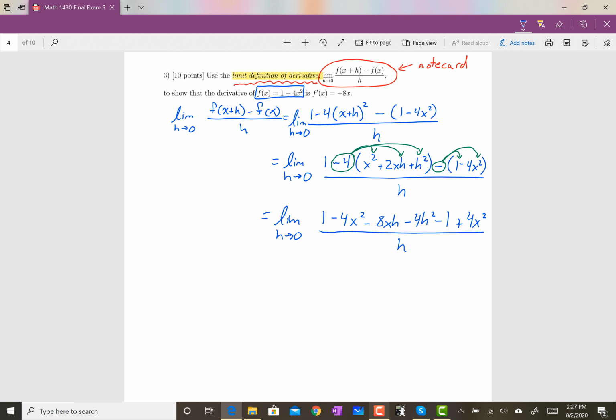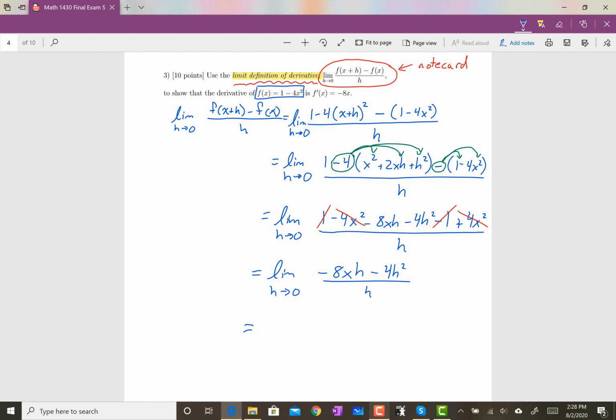Okay, now we get to the fun part. This is the simplifying part. And if you've done it correctly, everything that doesn't have an h in it will end up canceling. So I have a plus 1 and a minus 1. Those cancel. I have a negative 4x squared and a positive 4x squared. Those cancel. So I have the limit as h goes to 0 of negative 8xh minus 4h squared all over h.